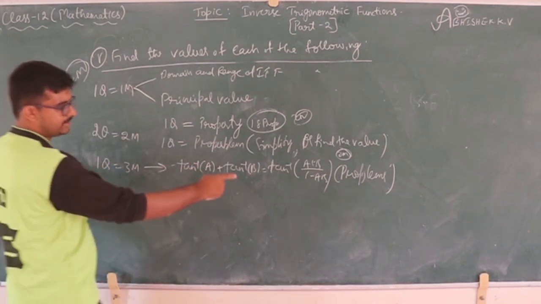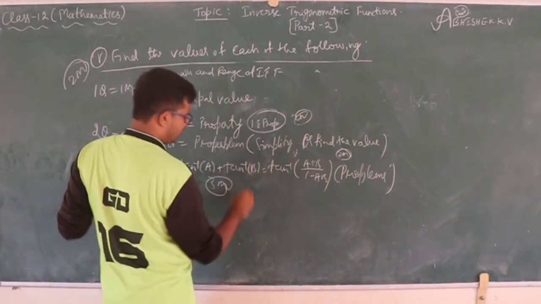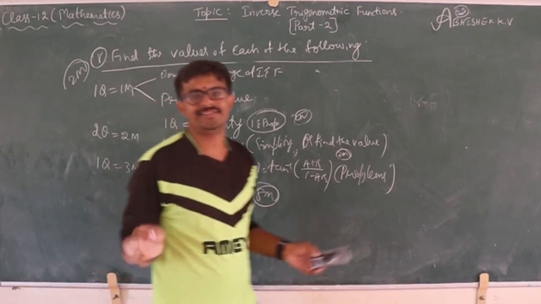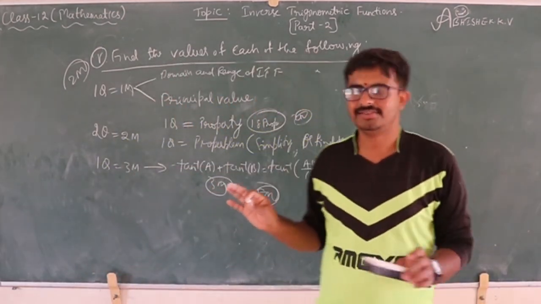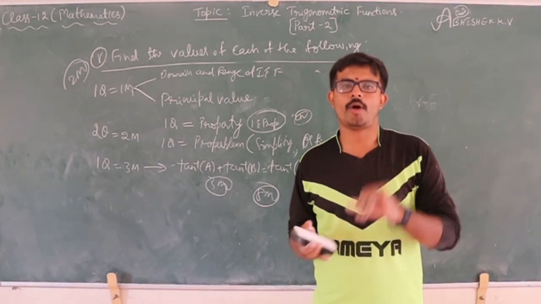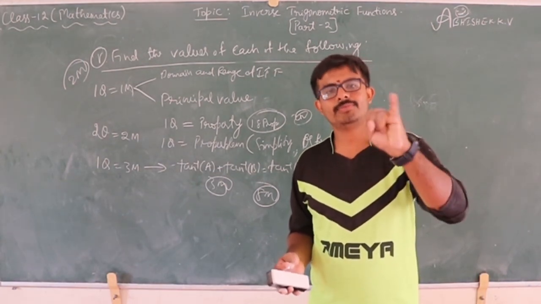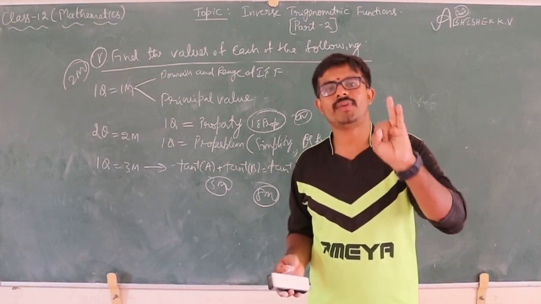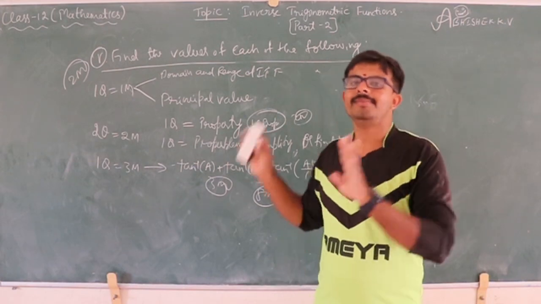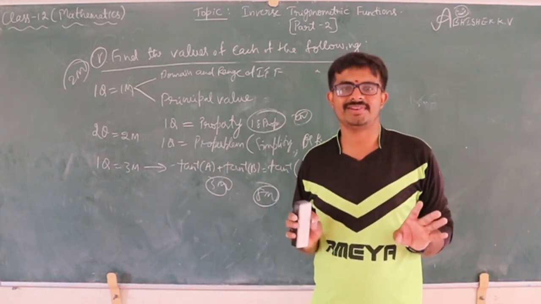Totally this is for 3 marks. 3 plus 2 is 5, 5 plus 2 is 7, 7 plus 1 is totally 8 marks. And this completes inverse trigonometry. This is more than enough for your annual examination. First you should learn domain and range. From that domain and range you need to find the principal value. Then the properties of inverse trigonometric functions. Then these 5 types of problems. This is more than enough for your annual examination.